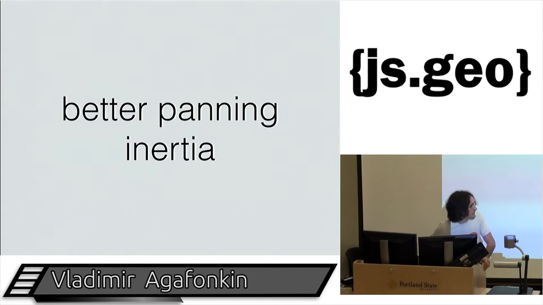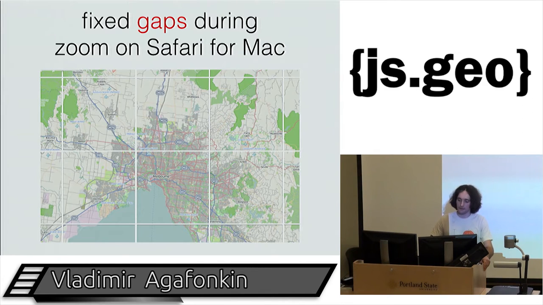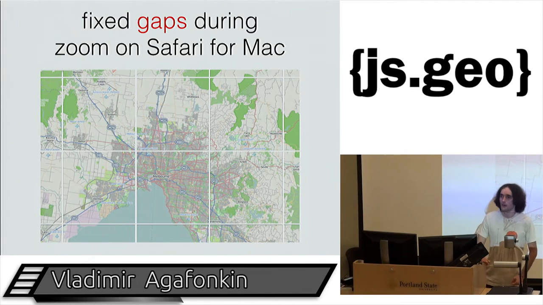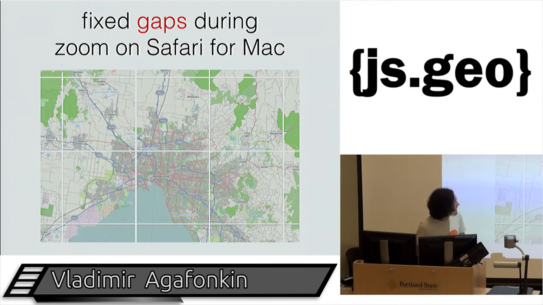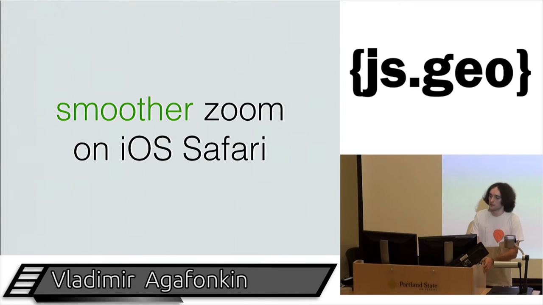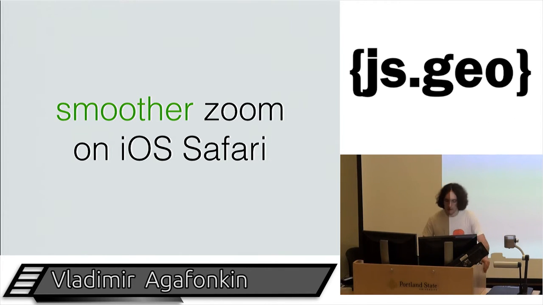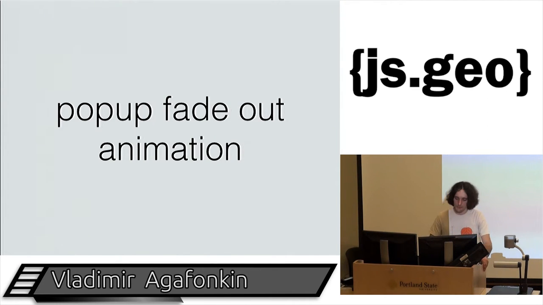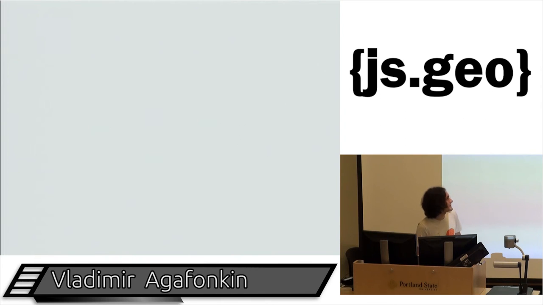Next, panning inertia is working better, less buggy, and more fluid. And there's a really long-standing bug that was especially noticeable in satellite tiles applications. In Safari for Mac, there were gaps between tiles. That's gone now, finally. The performance of pinch zoom on iOS Safari got smoother due to some really clever hardware acceleration tricks. There is now a pop-up fade-out animation. Pop-ups were fading in, but not fading out. It's finally happened.